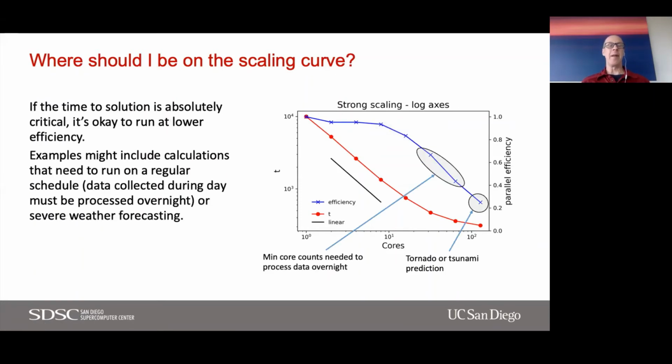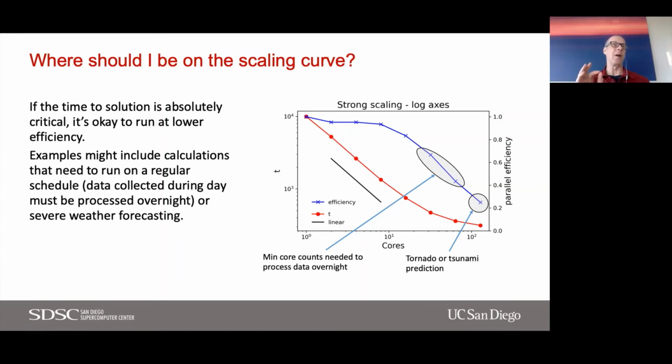Now, sometimes it's really critical that you get a solution at a certain time. So if you're doing work where you're collecting new data every day and it has to be processed overnight and available for analysis in the morning, yeah, then you might need to run on more cores, even though your efficiency is lower. And if you're doing something absolutely critical, and you probably wouldn't use our supercomputers for this, you might use dedicated resources, say at the National Weather Service or the Hurricane Service, or you're doing tornado or tsunami prediction, where even getting the answer a little bit faster is really valuable. Yeah, then you can be running way out here at low parallel efficiencies.